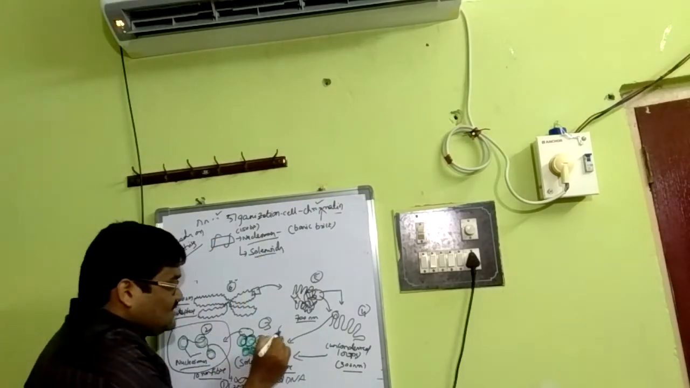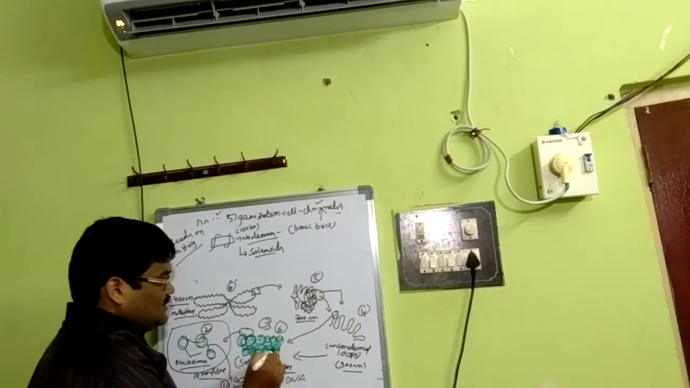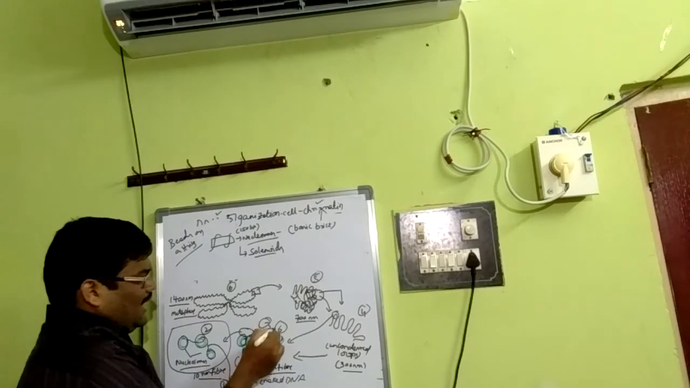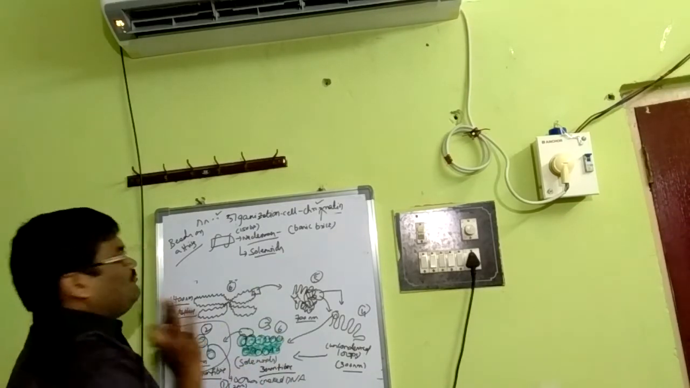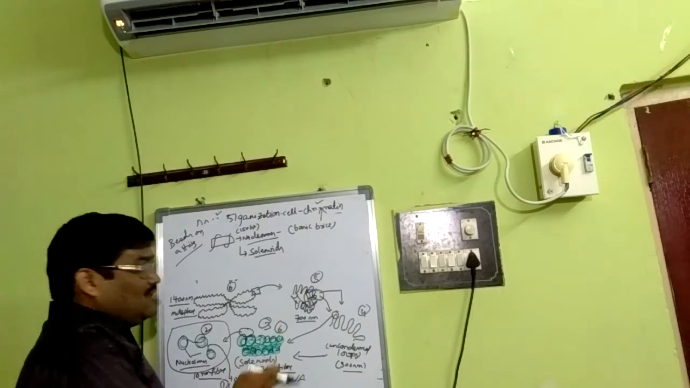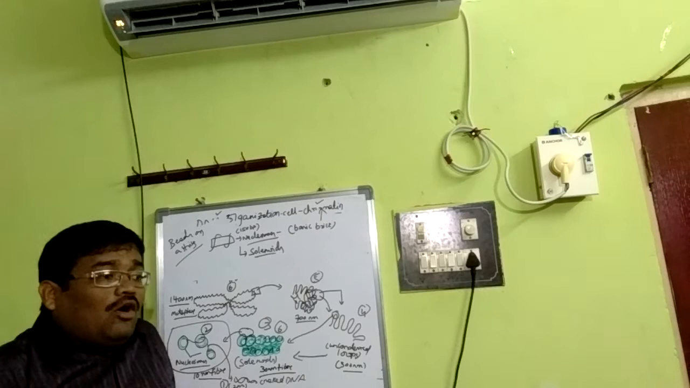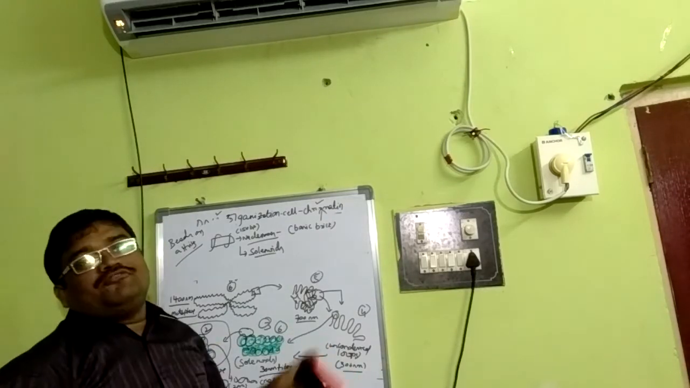Each turn contains 6 nucleosomes. This is very important. These are all nucleosomes, and a group of nucleosomes, that means a solenoid structure, and each turn contains 6 nucleosomes. This is the 30 nm fiber, and this 30 nm fiber is further organized, further arranged so that it becomes a 300 nm fiber.